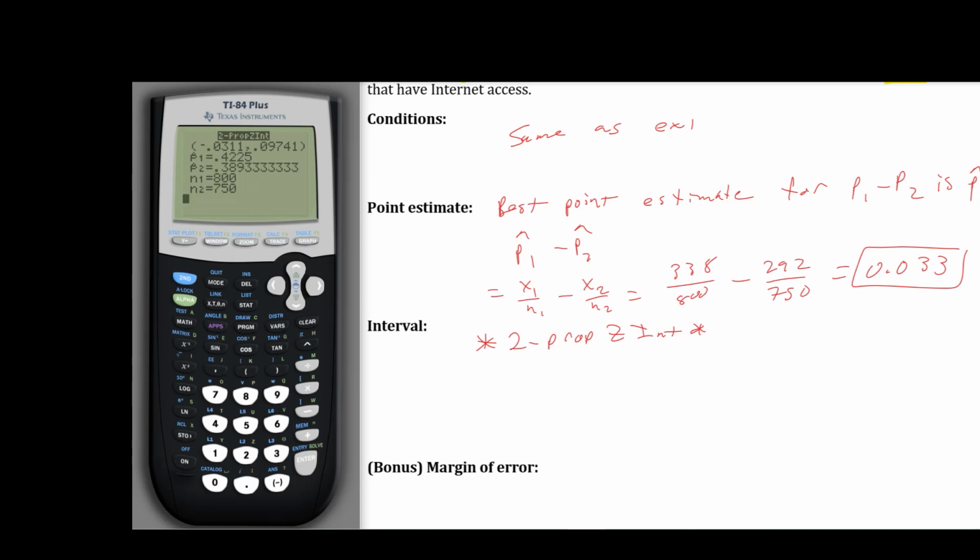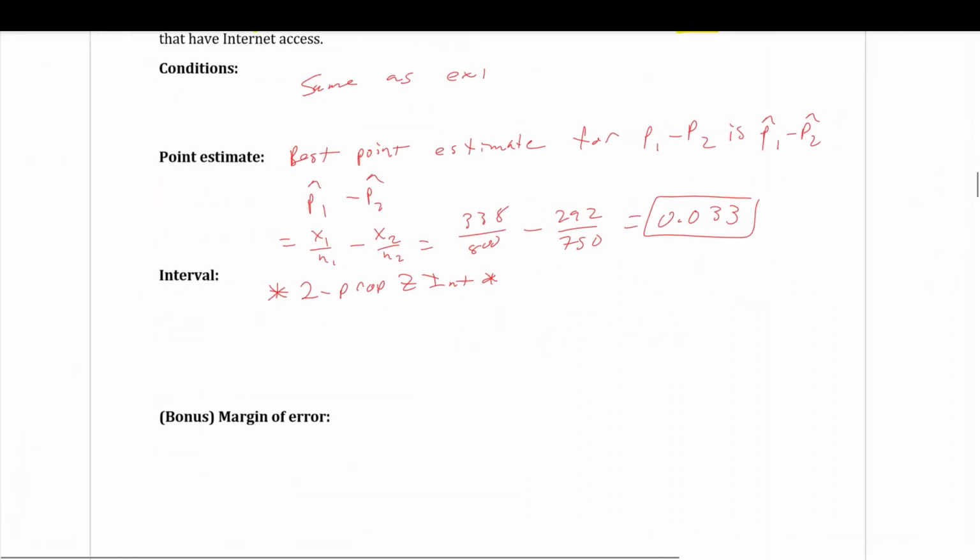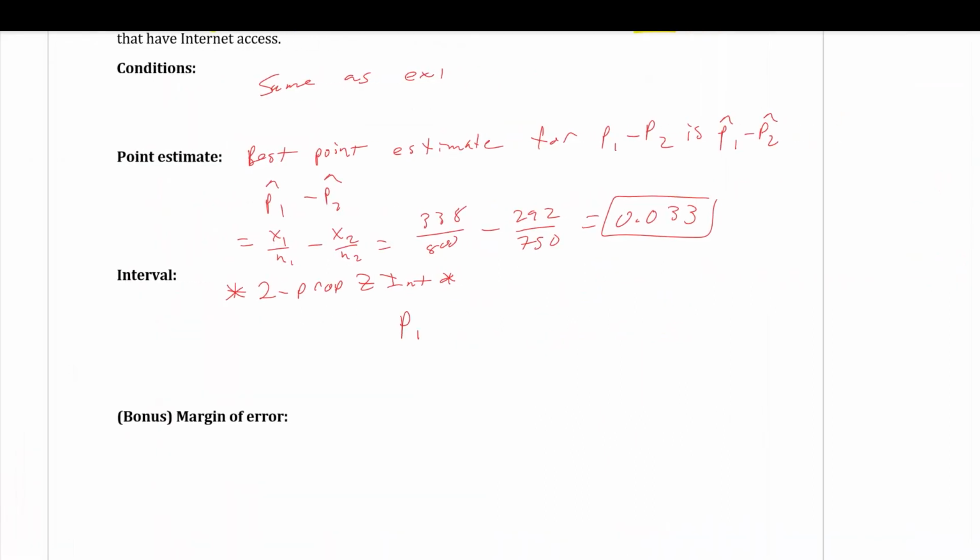We get a lower bound of negative 0.0311 and an upper bound of 0.09741. Again, since one is negative and one is positive, then 0 is contained. So we can't say that there is a significant difference, since it's quite possible that 0 is the difference. So we can't reject the null hypothesis. It's very similar to what we did before. To come up with the confidence interval, P1 minus P2, this difference is anywhere between negative 0.0311 and 0.09741.